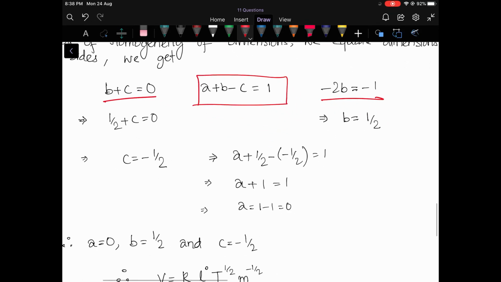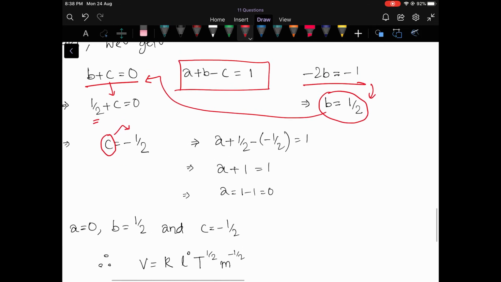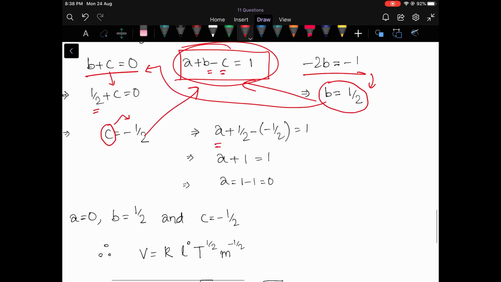The first thing we can find is b from here, because it doesn't involve any other unknown quantities. Once we get our b, we can plug this b over here as half, so that we get half plus c is equal to 0, such that we now have c as minus half. So we have got our b and c. We are going to put both b and c in this equation now, so that we can start getting our a. So we put half for b and minus half for c. When we arrange this, we get a equal to 0.